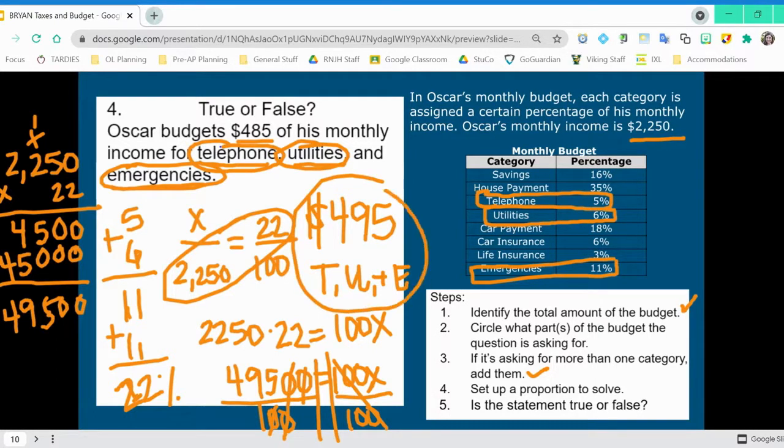So now we want to go to the statement and see, is it true or false? Oscar budgets $485 of his monthly income for telephone, utilities, and emergencies. Was that true? No, that was not true. He spent $495, so this is a false statement.